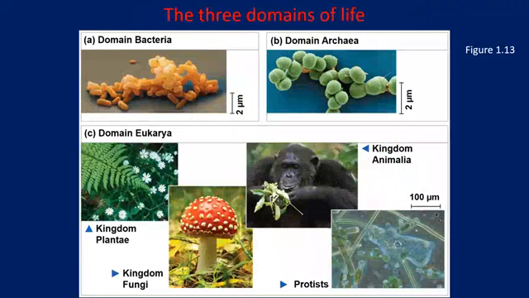Now, when we talk about the three domains of life, this is a very important concept. There are three domains of life: one is bacteria, another is archaea, and the third is eukarya. Bacteria have only a single cell, and bacterial cells do not have a nucleus. So the DNA is just inside the cell, with no covering or partition separating the DNA from the other parts of the cell.